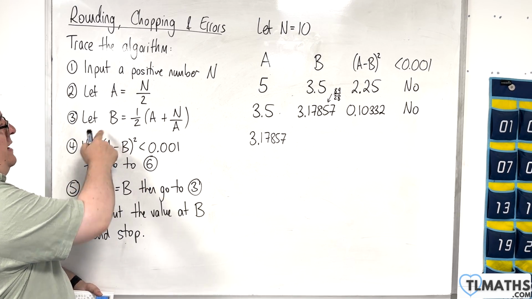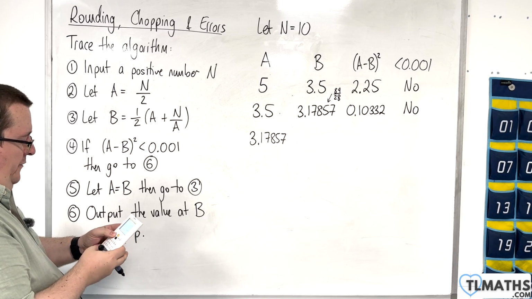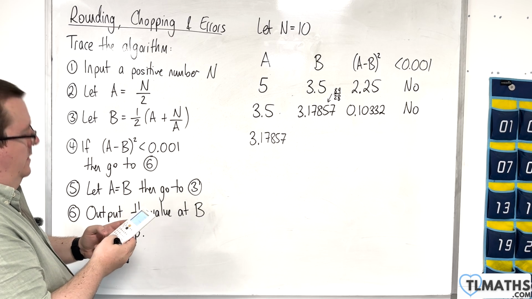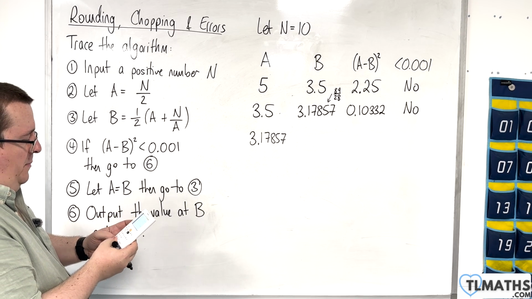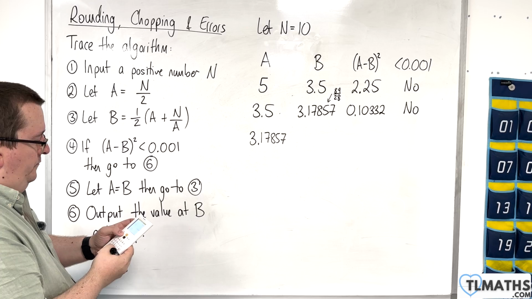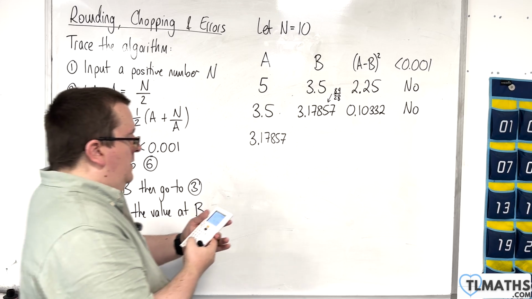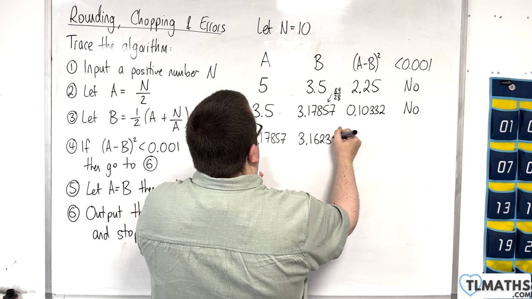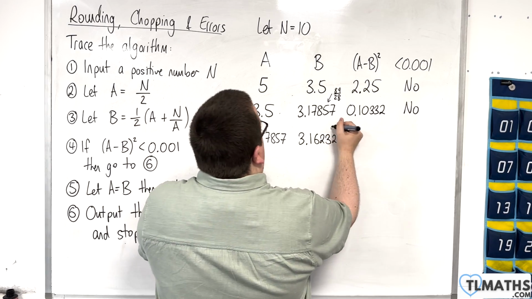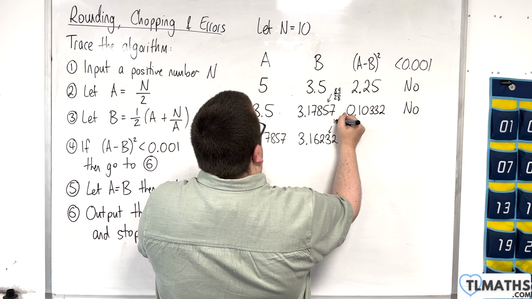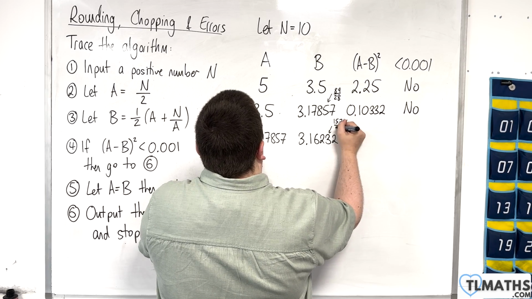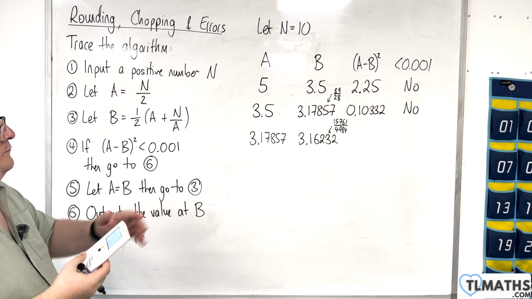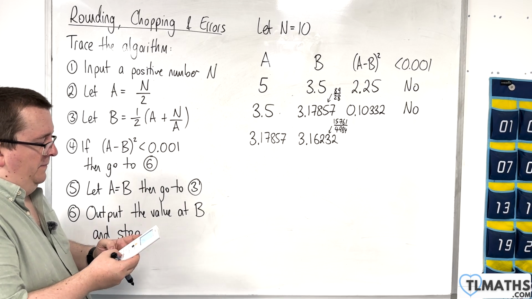So I'm going back to step 3 here. So b is equal to 1/2 times a, which is this 89 over 28, plus 10 divided by 89 over 28. Okay, and we get 3.162319, so 3.16232 to 5 decimal places. So the exact value for this is 15,761 over 4,984.